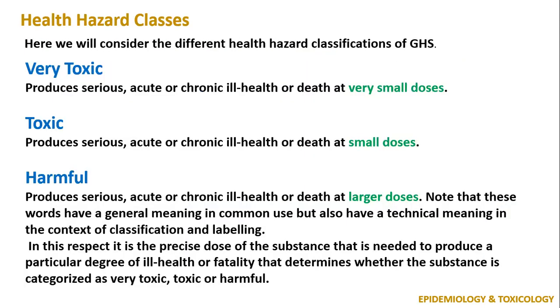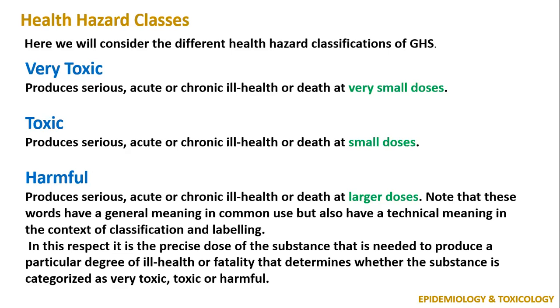Now we will consider the different health hazard classification of the GHS. Health hazard can be classified as very toxic, toxic, and harmful. The very toxic produces serious, acute, or chronic ill effect or death at very small doses.